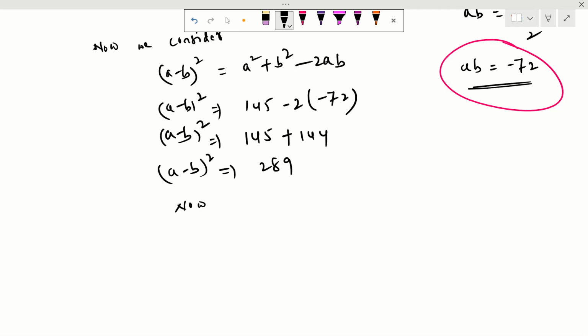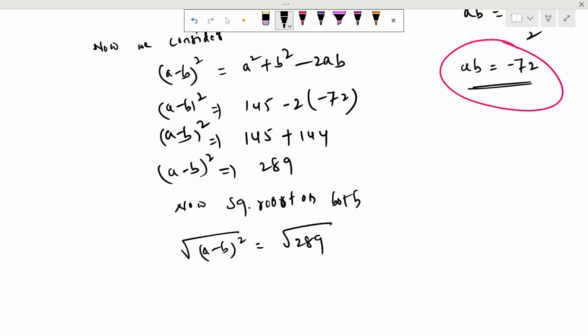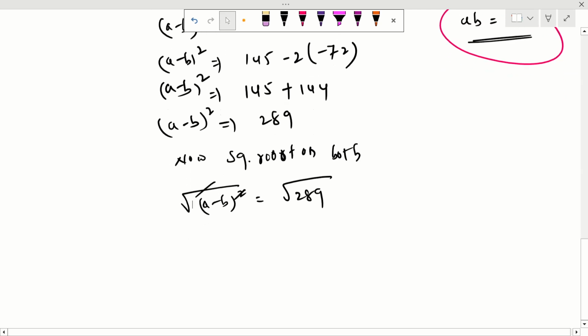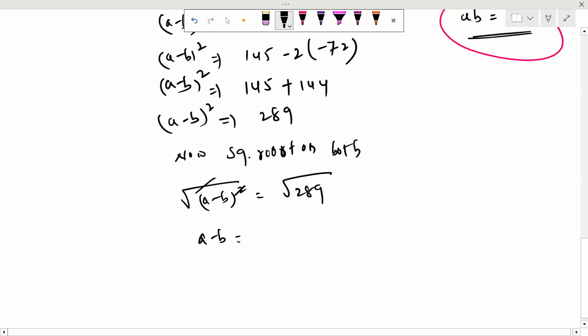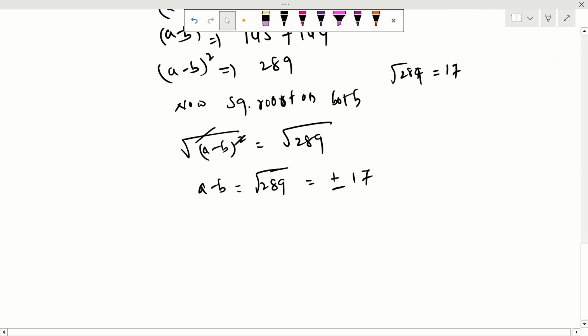And now we take square root on both sides, okay? Taking square root on both sides, then it will be a minus b equal to square root of 289, as the square root and square get cancelled. So the square root of 289 value we know, that is 17, right? Therefore we can write here plus or minus 17, okay? Plus or minus 17, we got the value here.